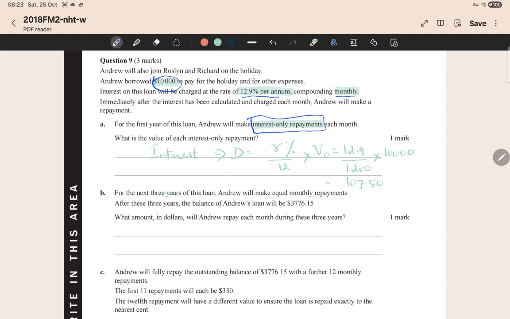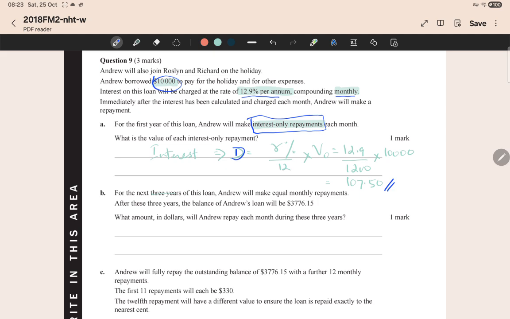What's the value of the interest? So we know that the interest is just a percentage of the money that's been borrowed. And so R percent of V naught, but here because it's compounding monthly, we divide it by 12 and we get 107.50.